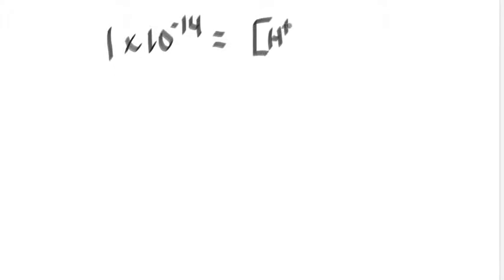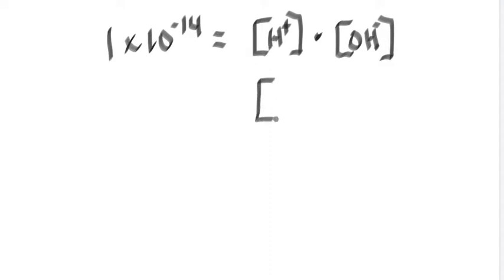So we know the Kw is 1 times 10 to the negative 14. And we know that the Kw is equal to the hydrogen ion concentration times the hydroxide ion concentration. So we can solve for either one of these if we know the other one. So if we know the hydroxide ion concentration, we can solve for the hydrogen ion concentration.